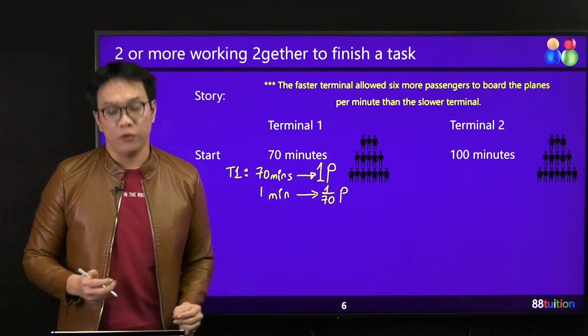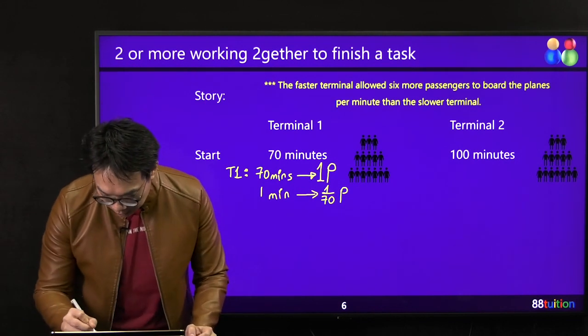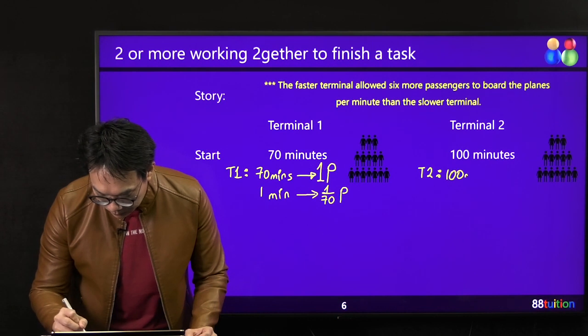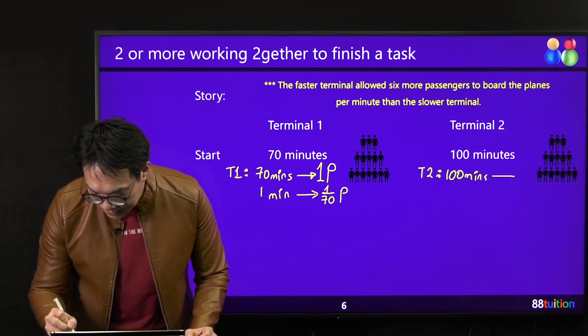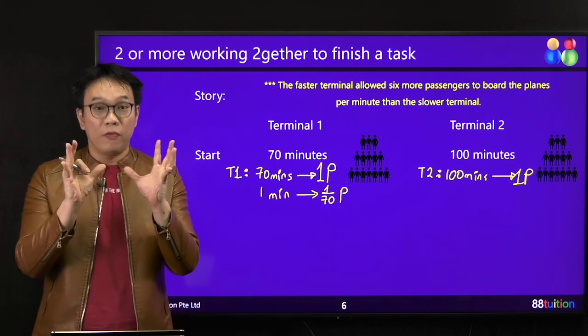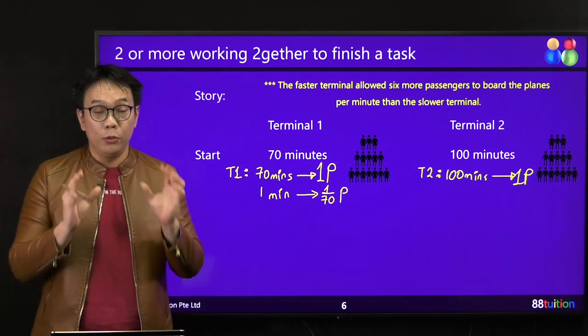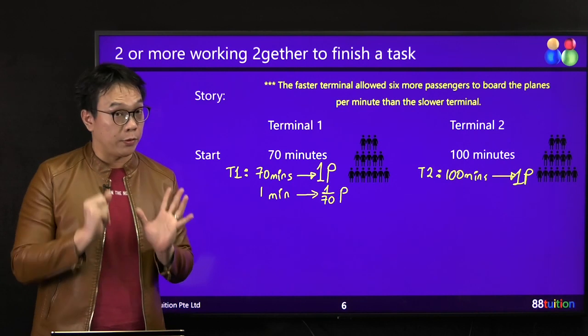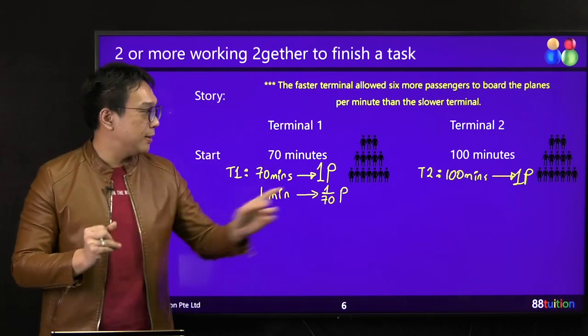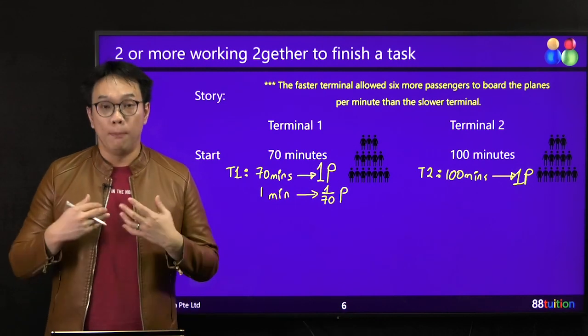And down there, we also have to find a 1 minute basis. So terminal 2, what do you have? Terminal 2, we have 100 minutes. This 1P, one group of passengers, is the same number of passengers for terminal 1 and terminal 2. We have to compare things fairly. That's what the question says also. So terminal 2, one group of passengers takes 100 minutes to board the plane.